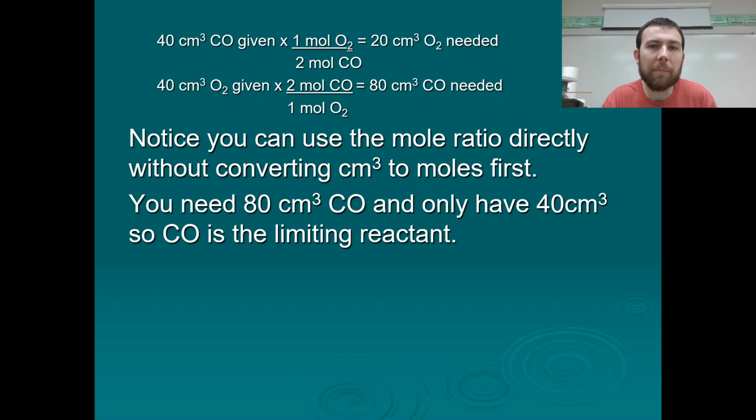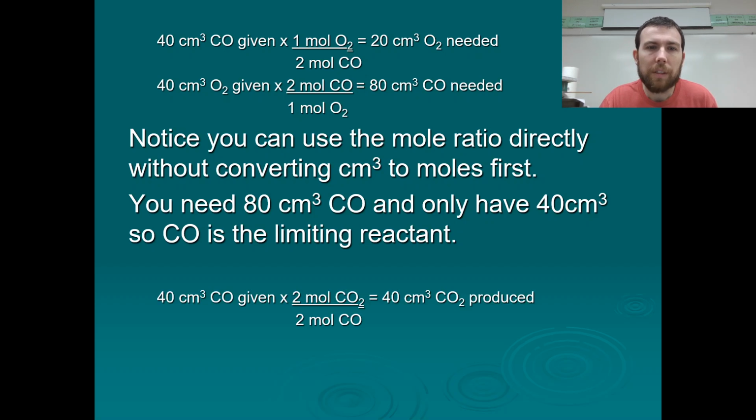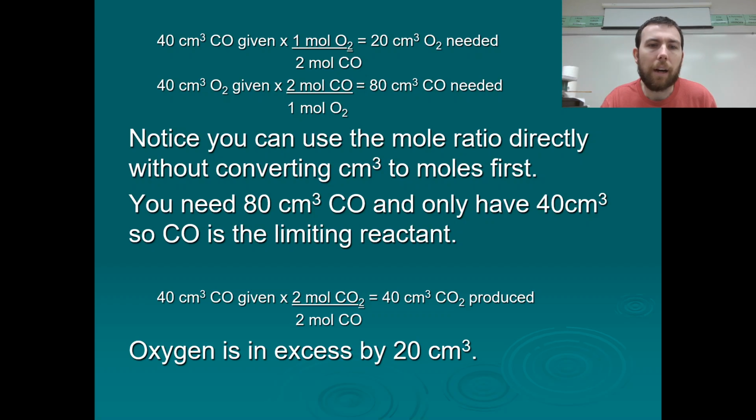So we need 80 centimeters cubed of carbon monoxide and only have 40 centimeters cubed. So carbon monoxide is our limiting reactant. And so the amount of carbon dioxide that we can make is going to be 40 centimeters cubed of carbon dioxide, because we use the mole ratio of 2 moles of carbon dioxide for every 2 moles of carbon monoxide that react. Oxygen is in excess by 20 centimeters cubed.